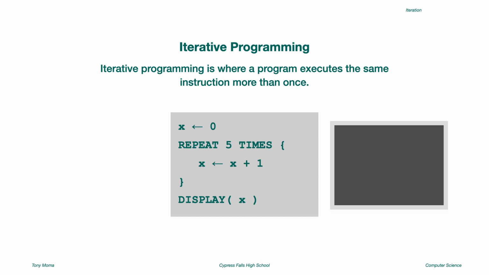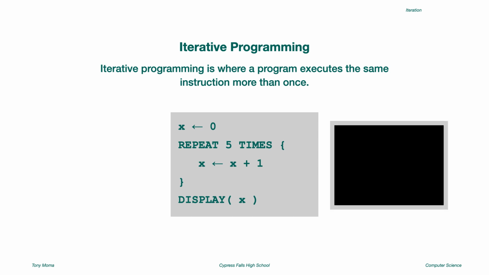If I were to bring back my imaginary computer screen and execute this code, 5 would get displayed on the screen because, once again, the variable started out as 0, then 5 separate times it got increased by 1. Thus, when the repeat loop finished, the final value of x was 5.